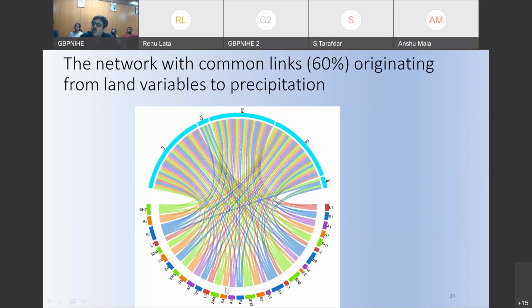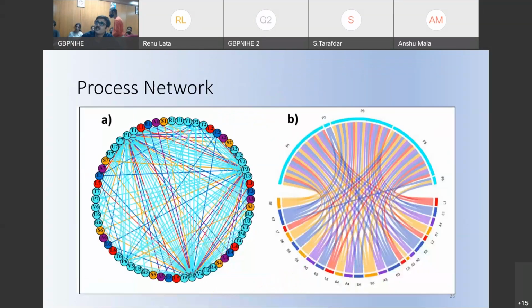You can see that all the land regions are actually important, and they drive or they change or they cause changes in the monsoon rainfall. So they are causing changes in the monsoon rainfall. That means land variables are important. Then, in a different way, we have wanted to show how strongly connected they are.